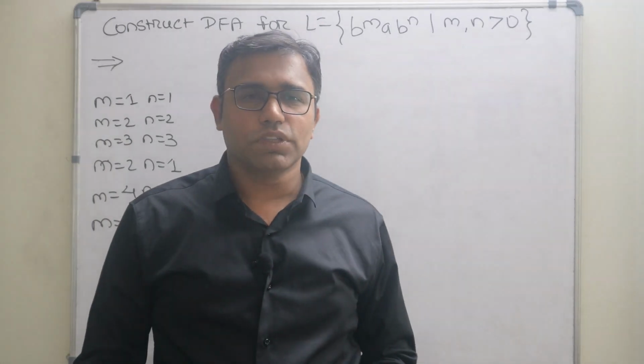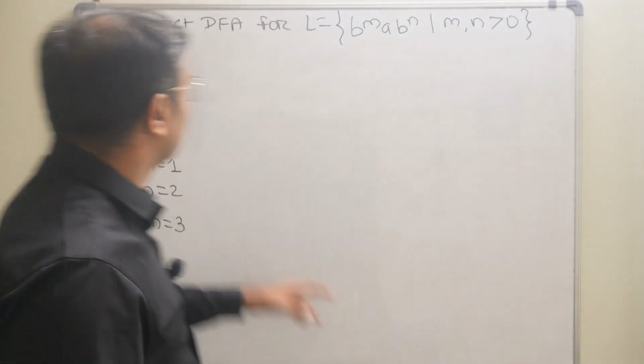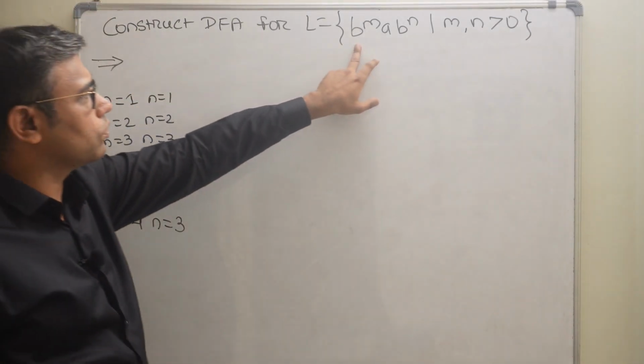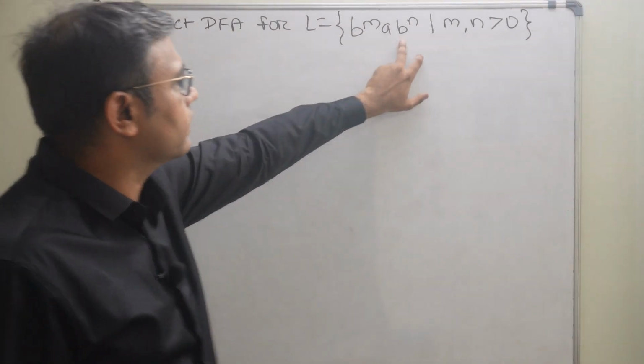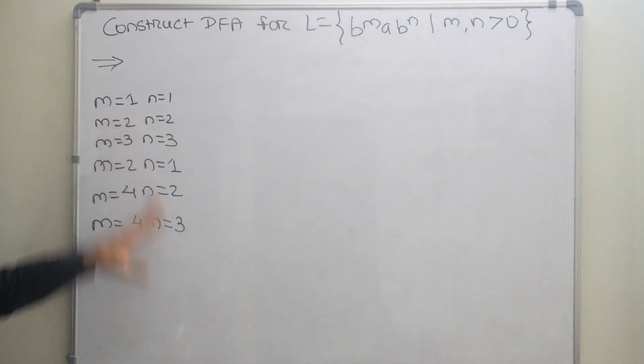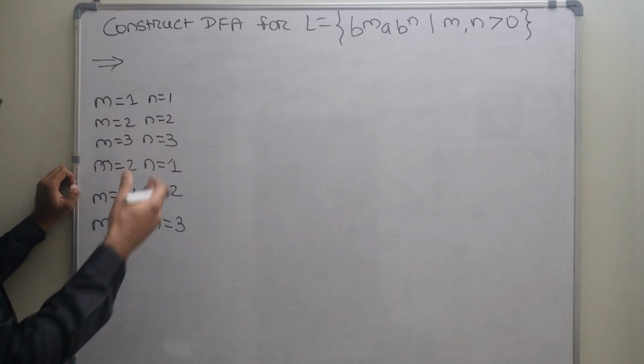Hi, the topic of this video is construction of deterministic finite automata. So the question is: construct a DFA for the language L = b^m a b^n, where m and n are greater than or equal to 0. First of all, I will write the possible strings generated from this language and then we will construct the automata. So there are some examples.